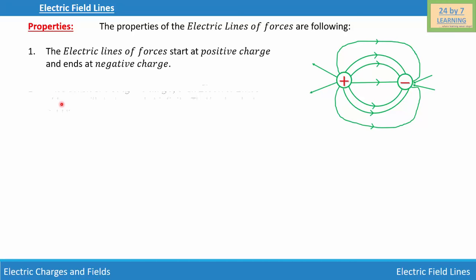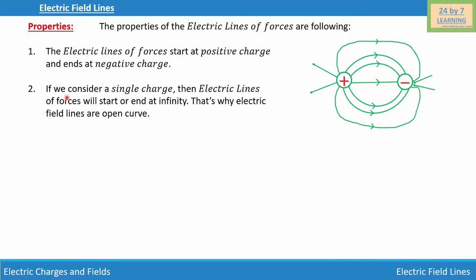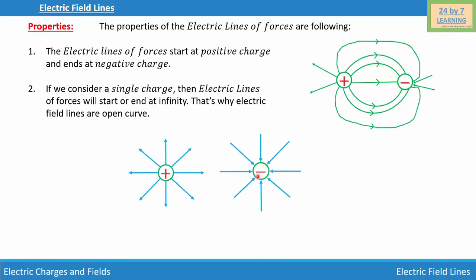Now let's consider the second property. If we consider a single charge, then electric lines of force will start or end at infinity. That's why electric field lines are open curves. Now, in order to explain this property, I'm going to draw two charged particles. So this is my positive charge and this is my negative charge. If you look closely, the electric lines of force are starting at the positive charge and they will end at infinity in all directions. In the same way, electric lines of force are coming towards the negative charge from infinity from all directions.